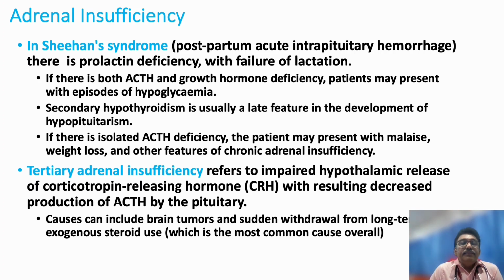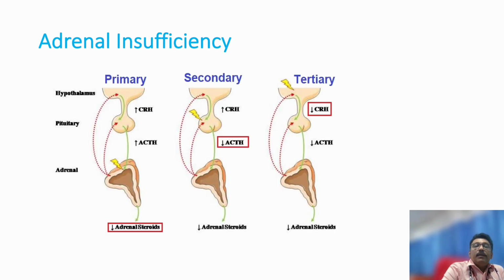Tertiary adrenal insufficiency is impaired hypothalamic release of CRH, with resulting decreased production of ACTH by the pituitary. Causes can include brain tumors and sudden withdrawal from long-term exogenous steroid use. So that is the most common cause. We have already explained that in detail. So primary, secondary, tertiary.